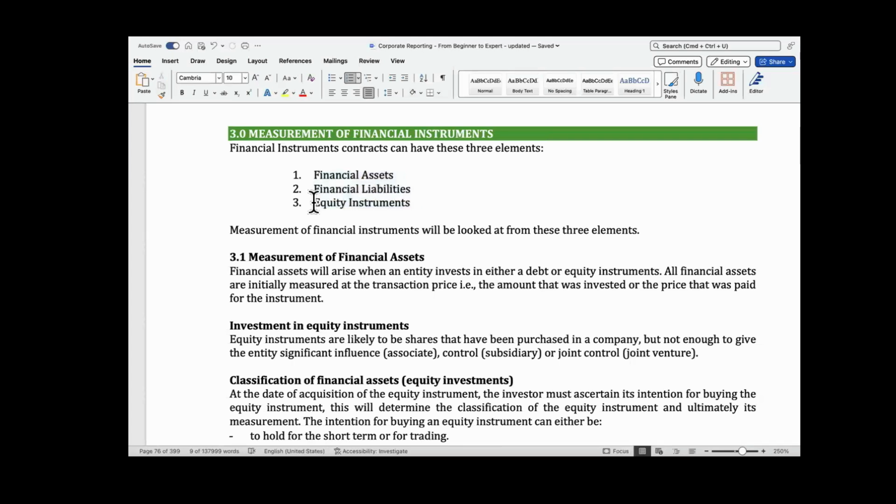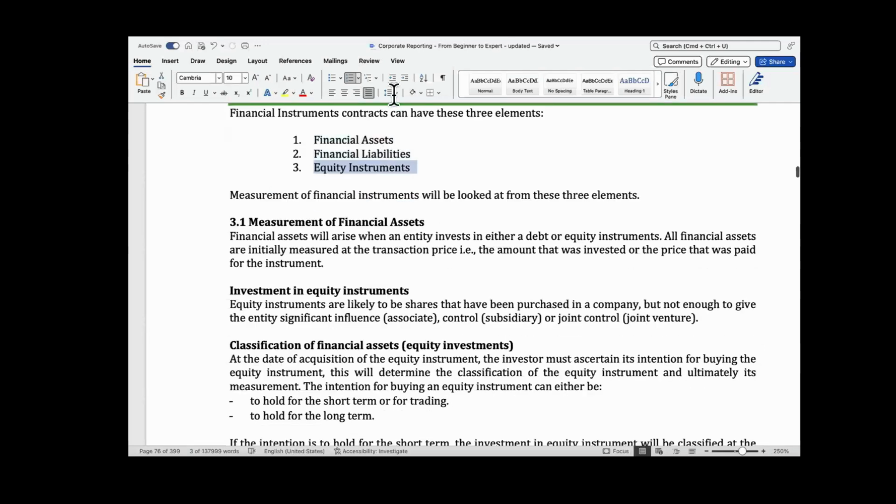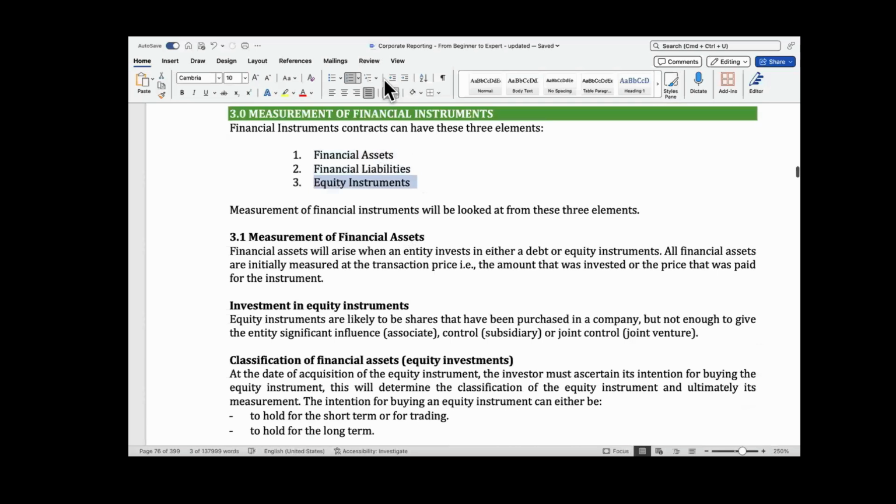Okay, let me start with this one. Equity is not even in these notes. Equity, because I'll just make mention of it. If I don't make mention of it now, I won't remember. So why am I making mention of equity first?